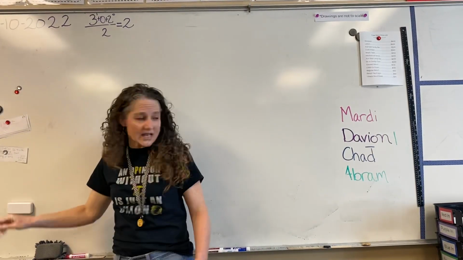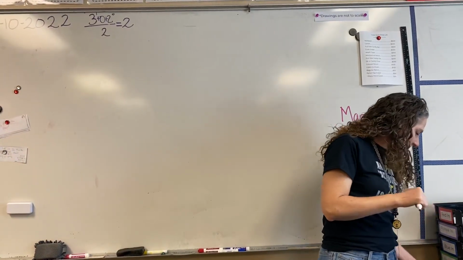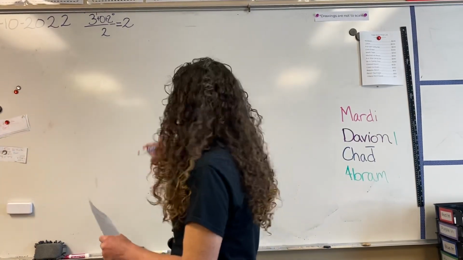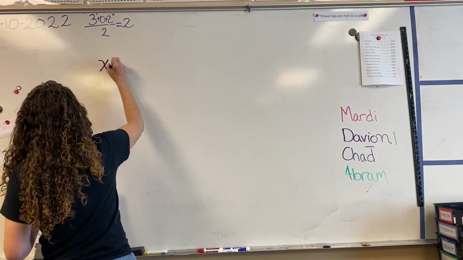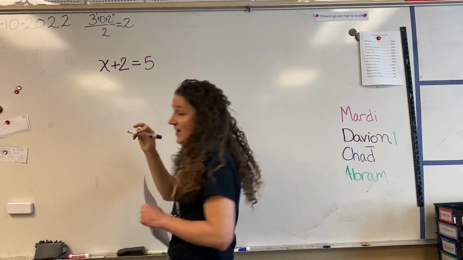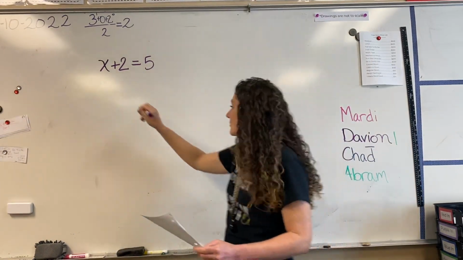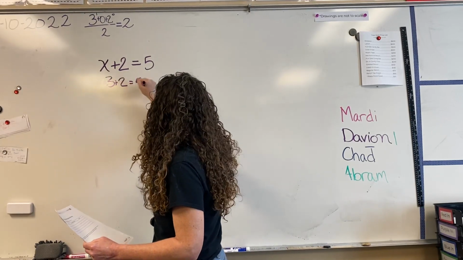So now we're going to look at substituting in number sentences, and I want you to look at example 1. These all have x's. We're going to substitute 3 in. If I have x plus 2 equals 5, if I substitute 3 for x, what do I get? 3 plus 2 equals 5. Is that true? Yes, it's true.